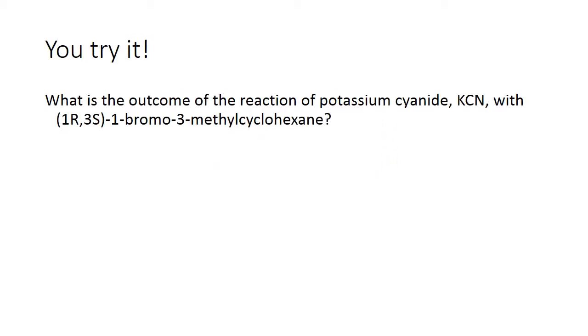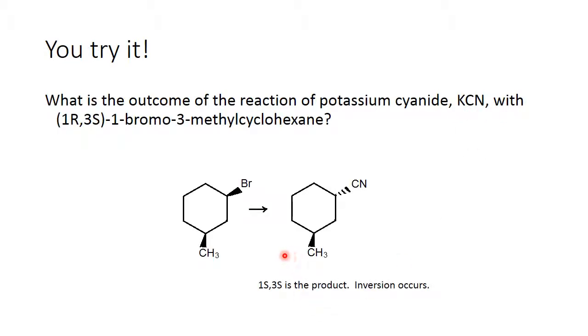Go ahead and try to figure out what is the product of potassium cyanide with 1R, 3S, 1-bromo-3-methylcyclohexane. The first thing you have to do is draw the carbon product. On cyclohexane, on the number 3 is a methyl, and on the number 1 is a bromo. Make sure you have 1R and 3S, and then react it with potassium cyanide.